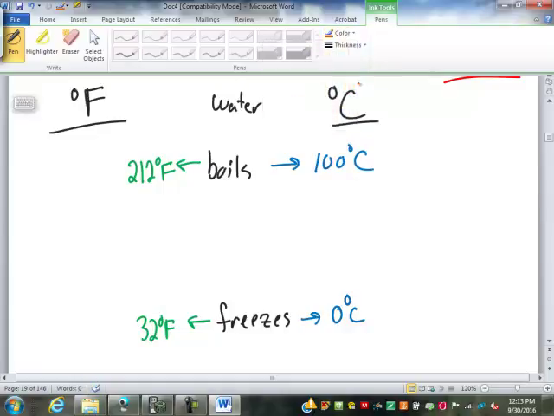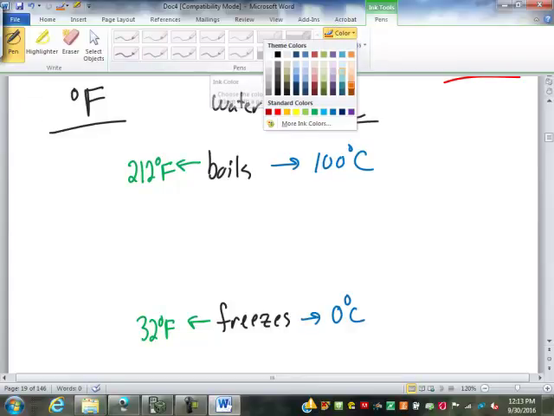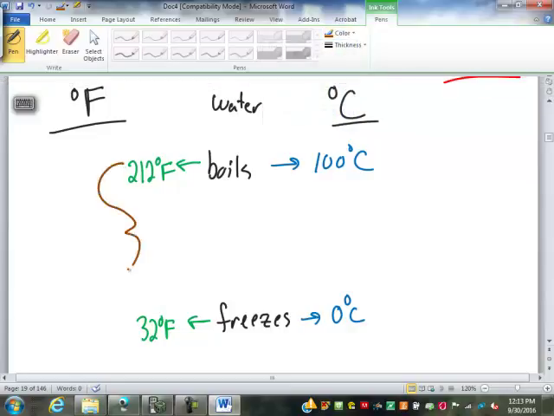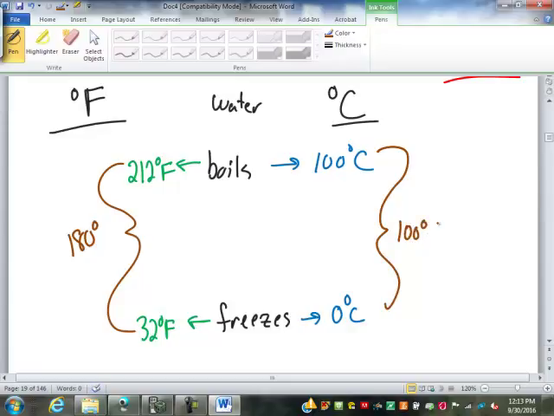Because there's 100 degrees between freezing and boiling, the Celsius scale is sometimes called the centigrade. Centi means 100. Centigrade scale. So anyway, if you look at our Fahrenheit scale, between freezing and boiling, that's 180 degrees. In our Celsius scale, it's only 100 degrees. So that tells us that the size of 1 degree is different from one scale to the other.